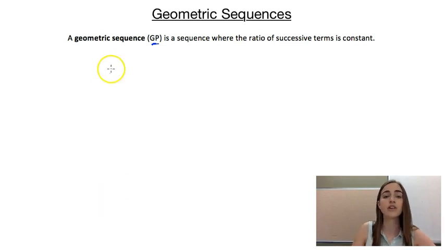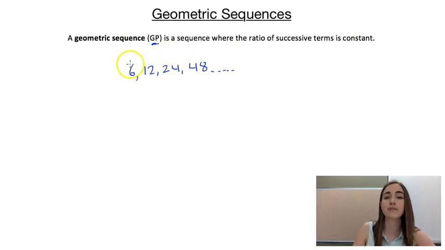the next. So for example, if we started with something like 6, if we times that by 2, we'd get 12. Times it by 2 again, we'd get 24. Times by 2 again, we'd get 48. And if we keep multiplying by 2 each time, because we're multiplying by the same thing, the ratio is constant. So that is going to be a geometric sequence.